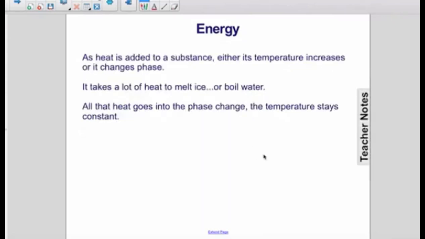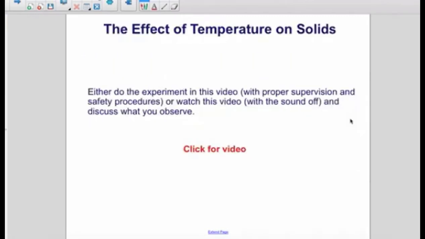As heat is added to a substance, either its temperature increases or it changes phase. It takes a lot of heat to melt ice or boil water. All that heat goes into the phase change. The temperature stays constant. Either do the experiment in this video with proper supervision and safety procedures, or watch this video with the sound off and discuss what you observe.